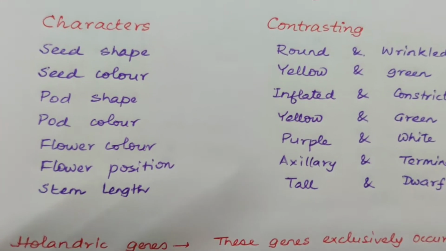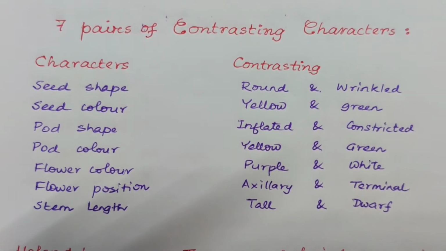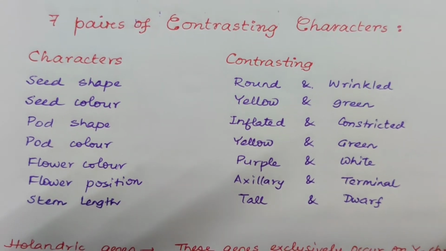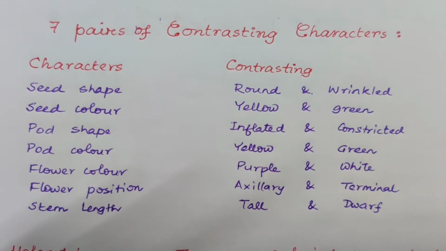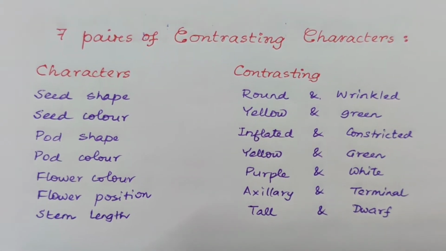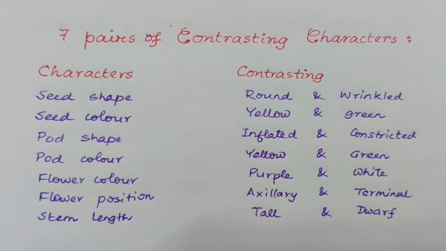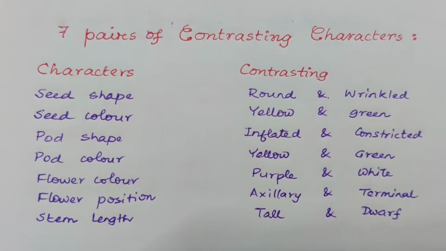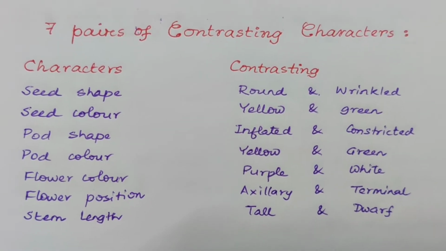Let's come to another part of genetics, that is the 7 pairs of contrasting characters of the pea plant that were taken by Mendel. This is a very common question that is asked by the board examiners. The characters are seed shape, seed color, pod shape, pod color, flower position and stem length. And the contrasting features are given over here.